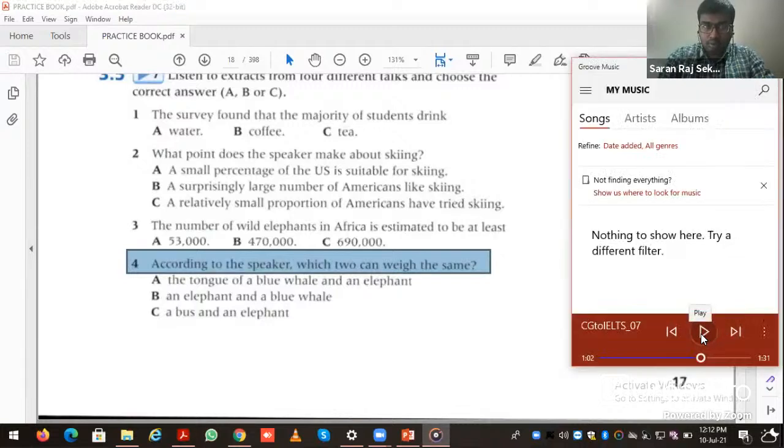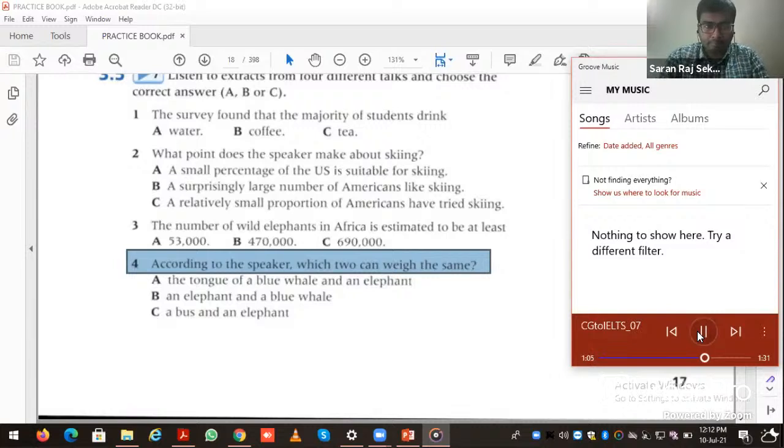So remember one thing, as I said, they may mention all the options. For example, they may mention the tongue of a blue whale, elephant, and also the bus, and also the blue whale. That's a difference. So you have to listen to the audio carefully, and one more thing, do not guess the answer with your own knowledge. That is not possible with IELTS. So please pay attention to the audio and decide based on it.